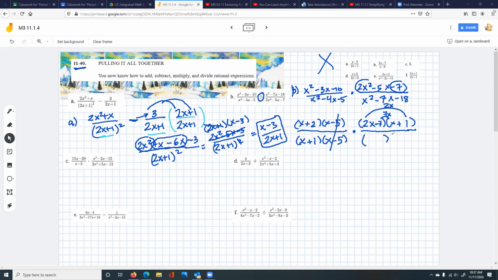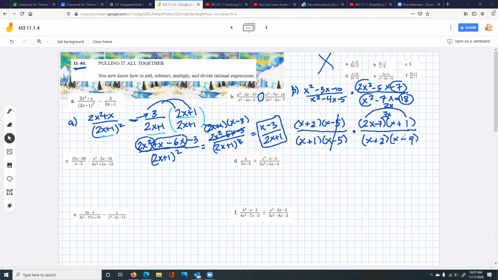And for the bottom one, I need to factor this. So x times x gives me my x squared. Then I'm going to factor the -18. Let's see, 3 times 6 is not going to work, but 2 times 9, a 2 and a 9 makes 7 if the 9 is negative and the 2 is positive.